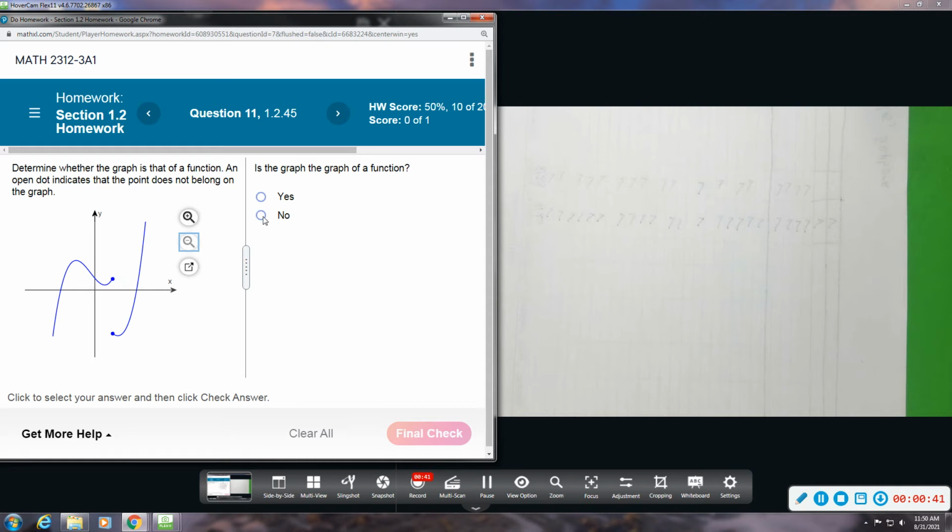So it fails, meaning it is not a function. This is not the graph of a function. So is the graph a function? No, it is not.